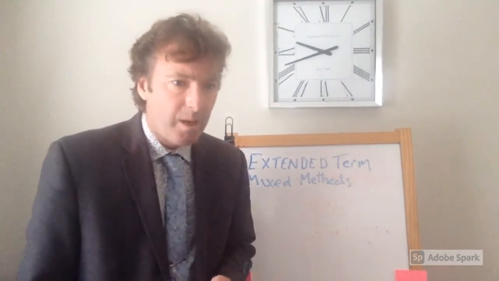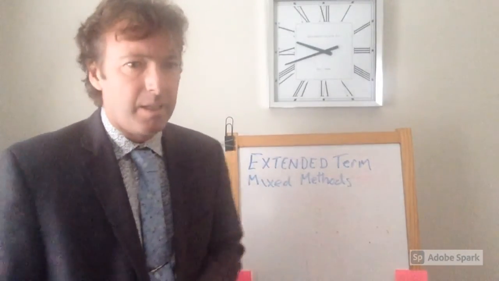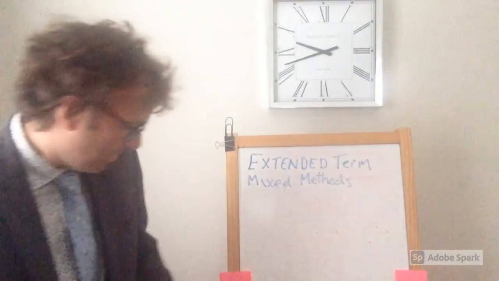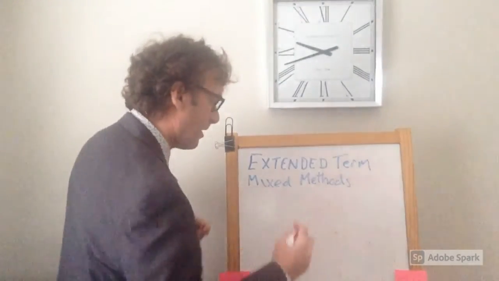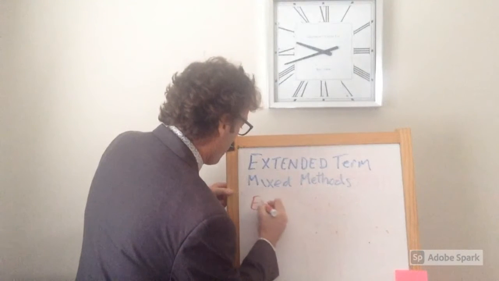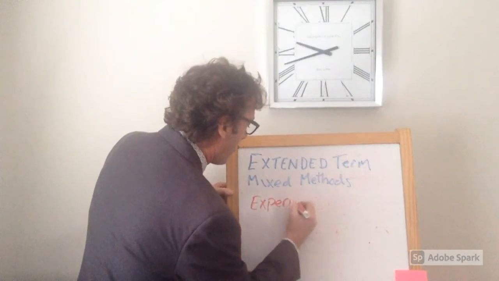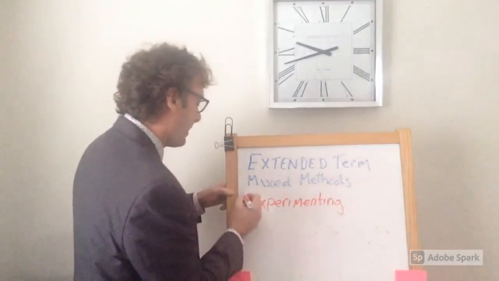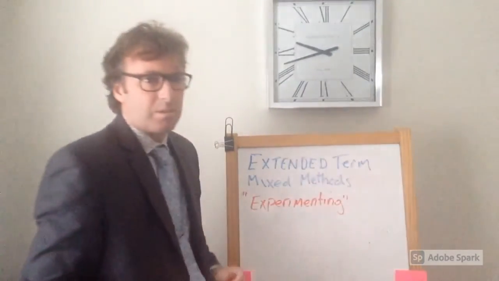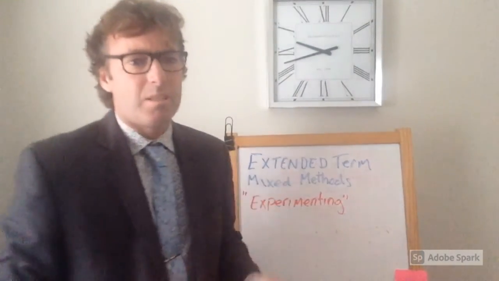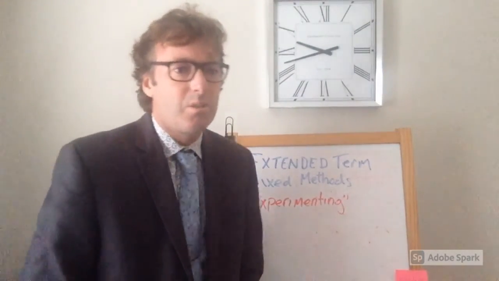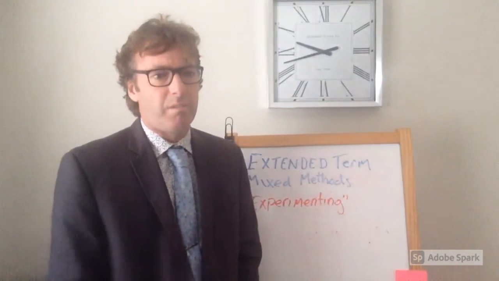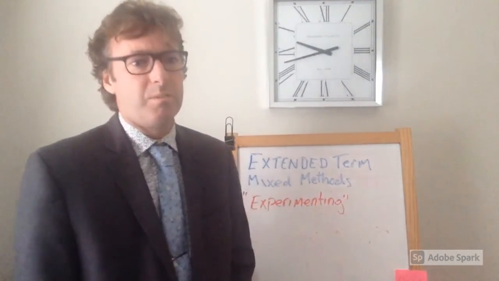In 1981, Campbell articulated the idea of an experimenting society. Let me write this down for you. Experimenting society. So this means that society seeks solutions to problems, solutions to challenges, through systematic field research and experimentation.